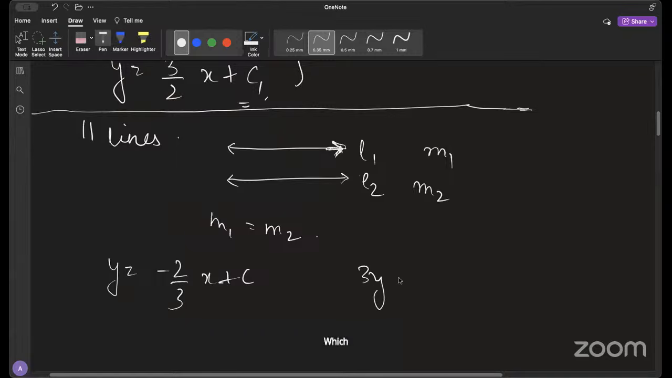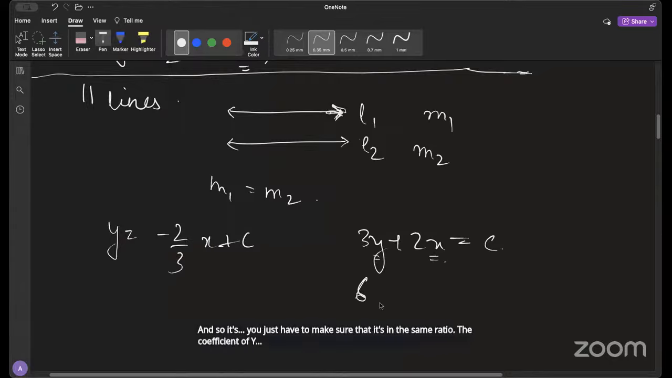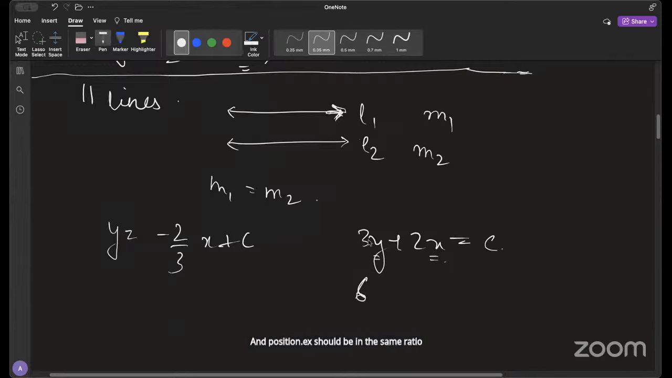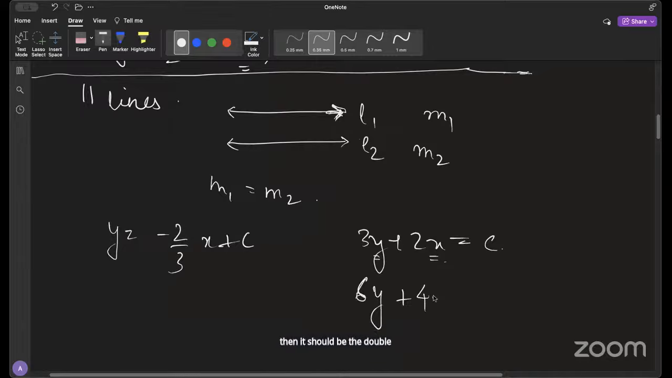Which we wrote as 3y plus 2x equals c. Then a parallel line to this will be in the same form. You just have to make sure that it's in the same ratio. The coefficient of y and the coefficient of x should be in the same ratio. So if you're taking double of 3 here, then it should be double of 2 here. And this constant you can choose to be anything. This can differ. So you just have to check the ratios of this.